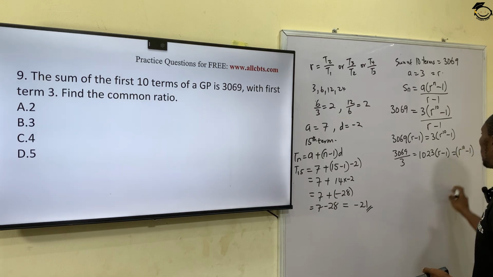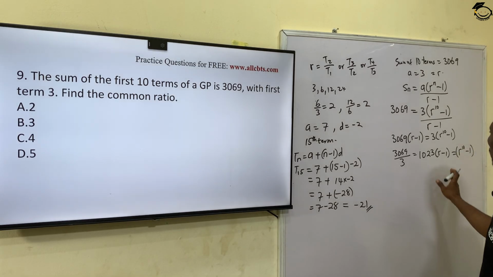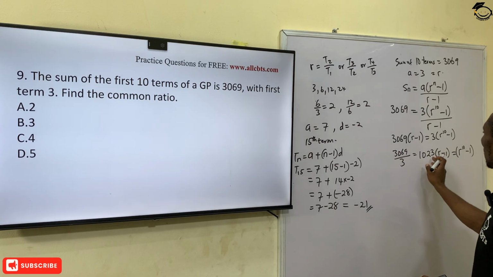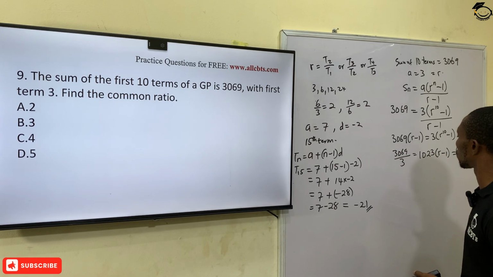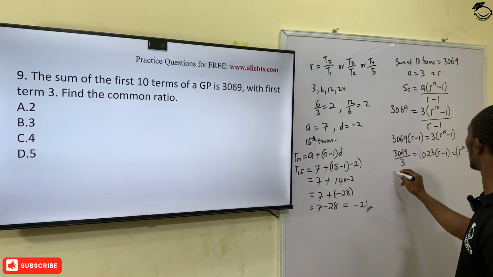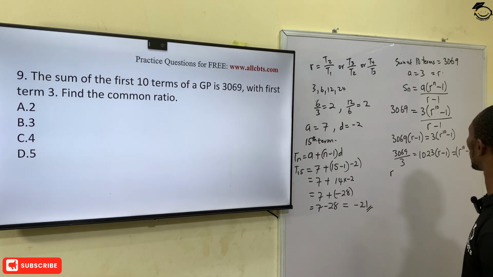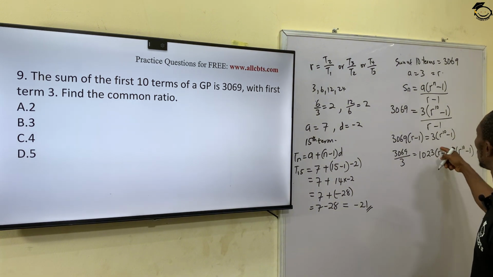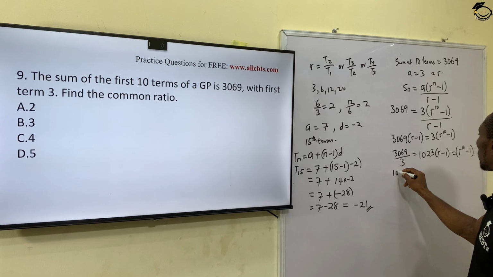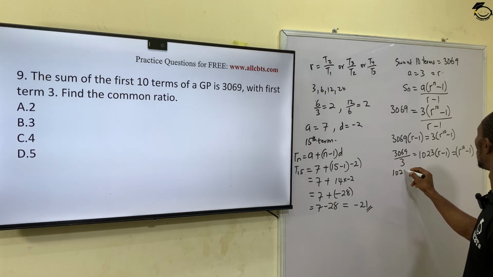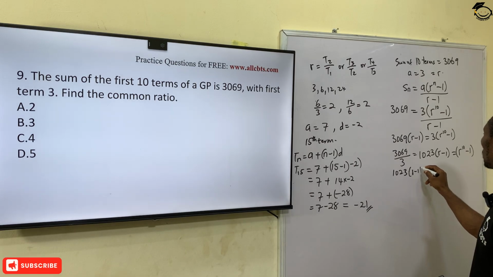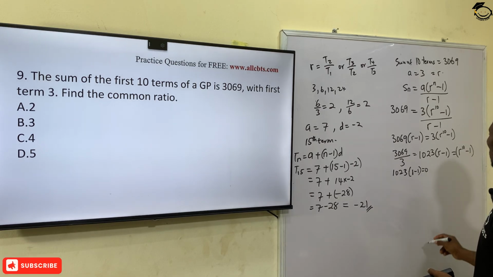Now, at this point, let's look for a figure for R that will equate this. Starting with 1, if we have R as 1, that the common ratio is 1, substituting 1 here, we have 1023 bracket 1 minus 1, which is 0.